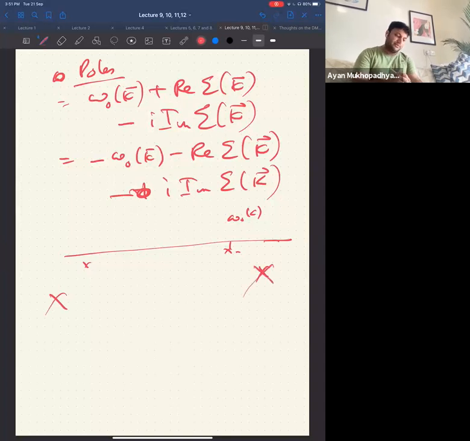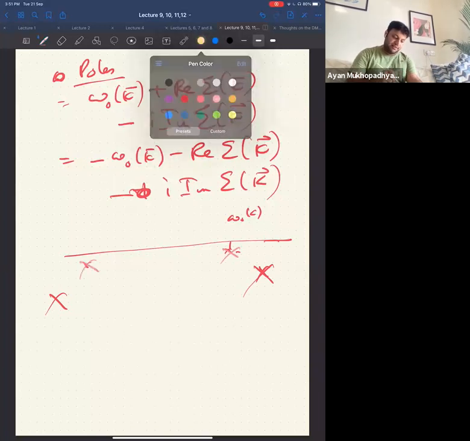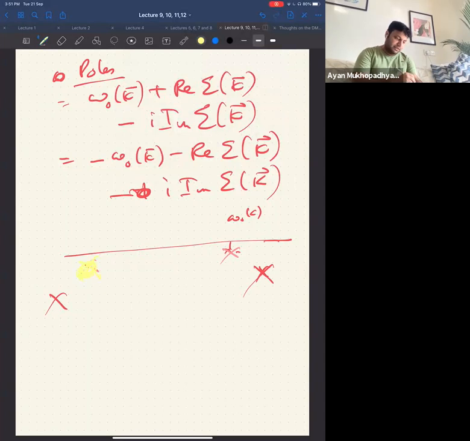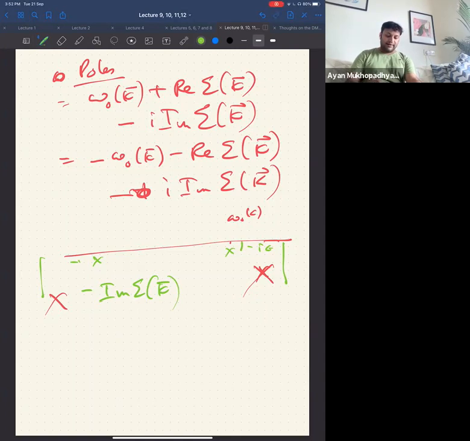So maybe I should do some new colors. So previously it was there. Okay, this color looks very similar to this color. So previously it was here, very close to the real axis. It was only minus i epsilon shifted downwards. But now the imaginary parts of both poles are shifted by minus sigma omega k, right? Whereas the real part also has got shifted a little bit, all right?